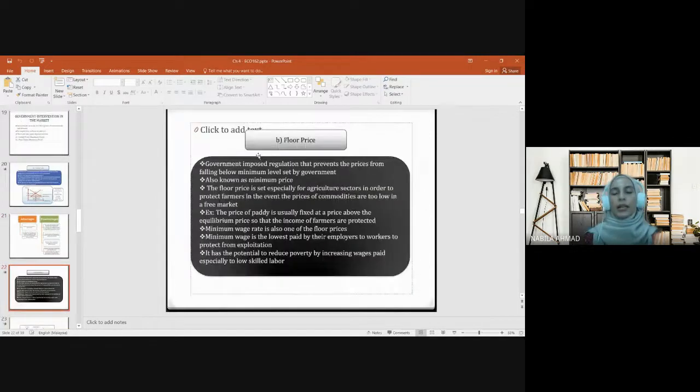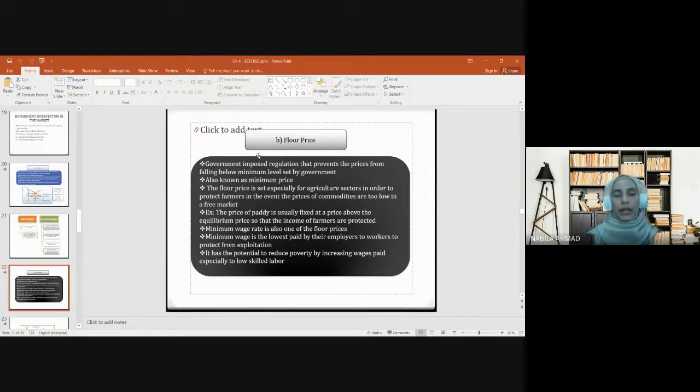Right. So kita tengok pula price floor. What is price floor? Sorry, price floor adalah minimum price. So kenapa government impose minimum price? Sebab government nak bantu producer. Tadi consumer, now dia nak bantu producer. Okay, so it is a government-imposed regulation that prevents the price from falling below the minimum level set by government. So government tak nak harga barang tu lagi turun sebab dia akan merugikan producer.